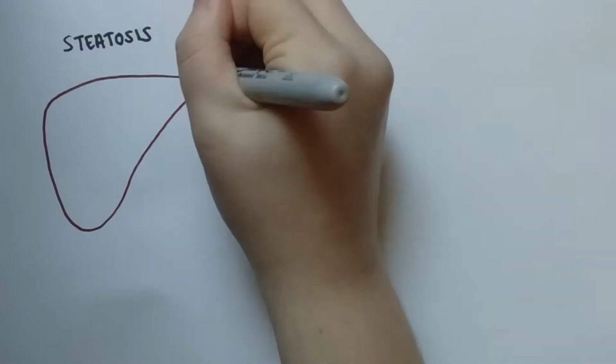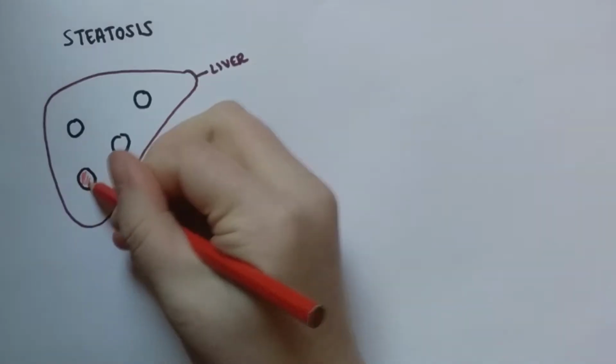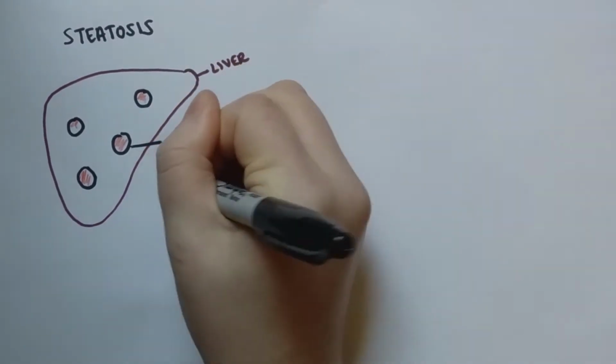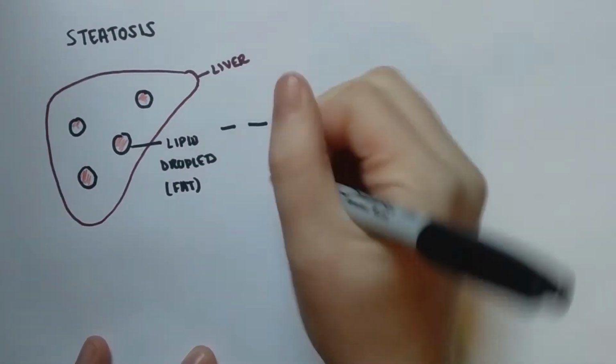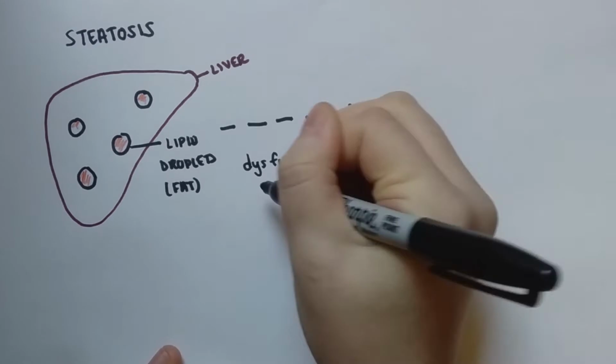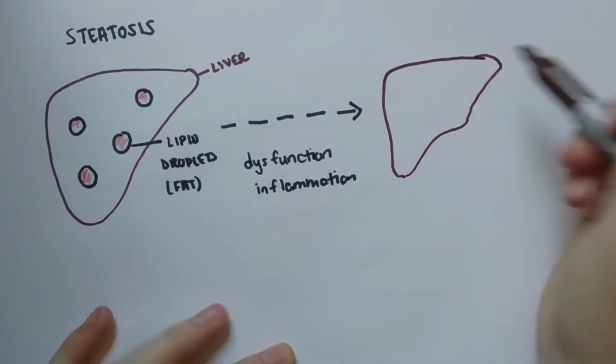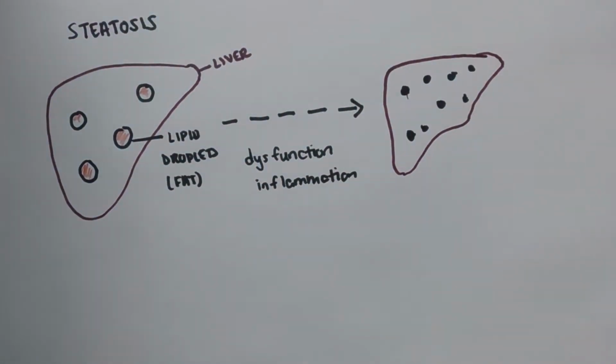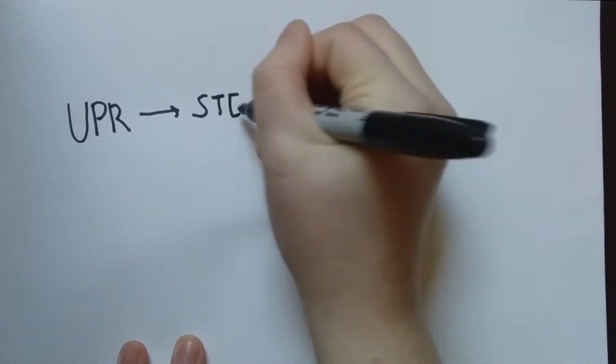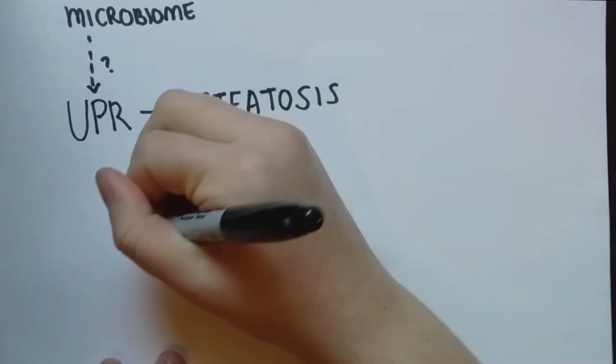Steatosis is characterized by an accumulation of lipid droplets in hepatocytes. And while this is not pathological, steatosis is a requisite for the hepatic dysfunction and inflammation that occurs in the more severe steatohepatitis. I leveraged well-established models of steatosis in zebrafish to further understand if the microbiome could influence the UPR.